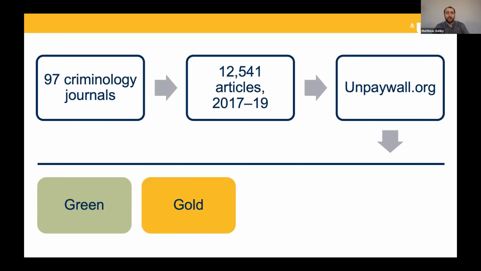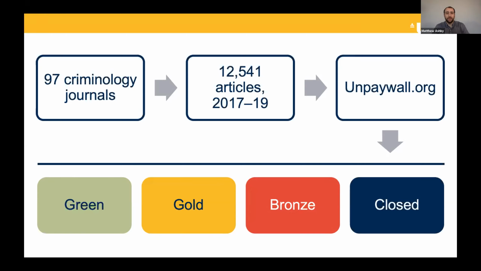Gold articles are those where the author, or often their university, have paid for the publisher to remove the paywall around that article so that anybody can see it without subscribing. Bronze articles are those where the publisher has removed the paywall, and they sometimes do that if an article is particularly topical. So lots of COVID-related research is not currently paywalled, and so you can see it under bronze open access. And then closed articles that you can only access if you've got a subscription to the journal.